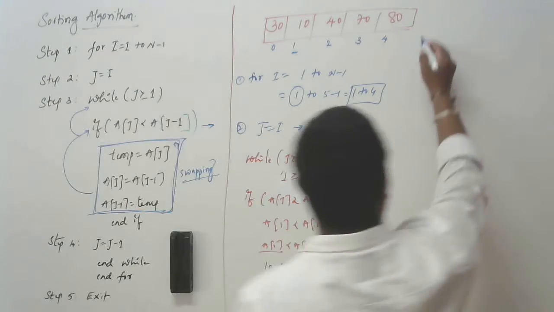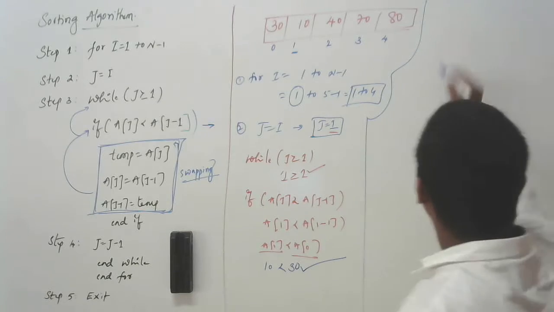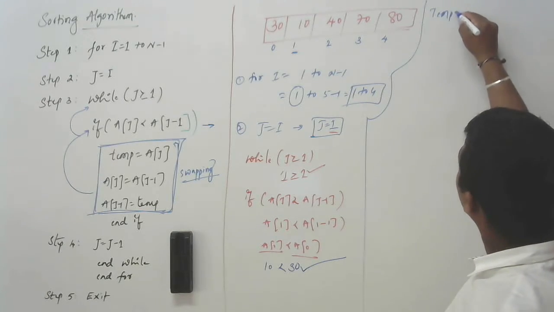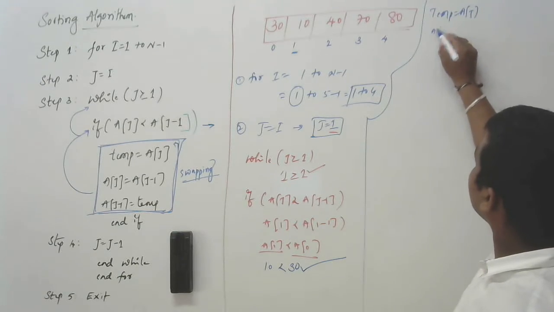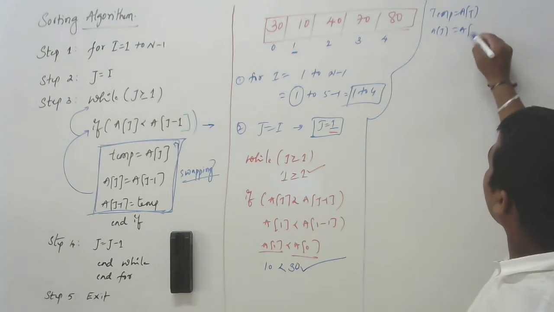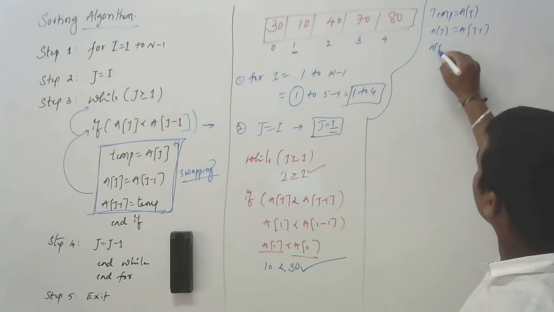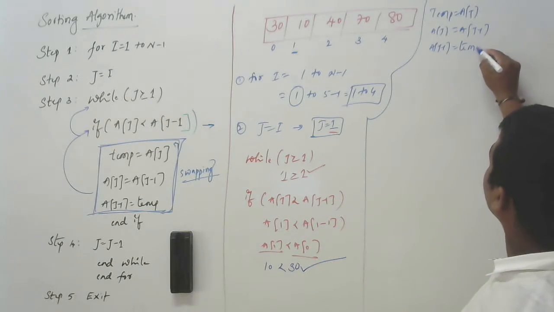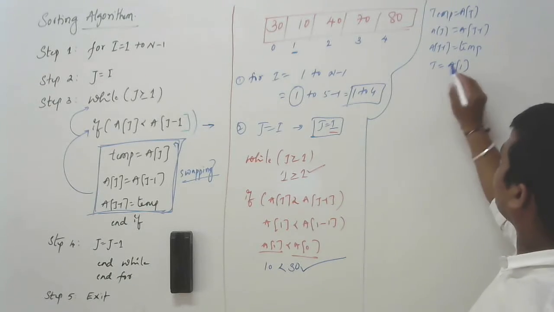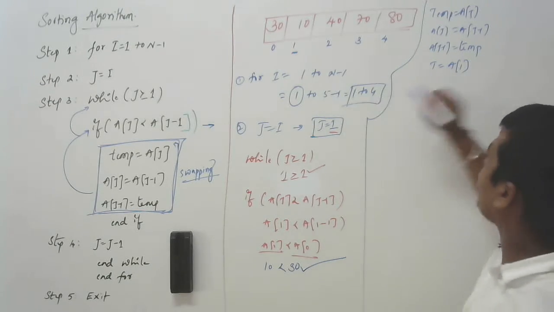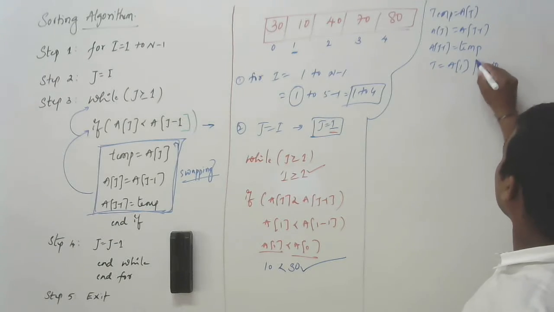What is that block? Temp equals a of j. So a of j equals a of j minus 1. A of j minus 1 equals temp. Take temp equals a of j. J means how much? 1. A of 1 value, as we saw earlier, is 10. So the temp value now becomes 10.